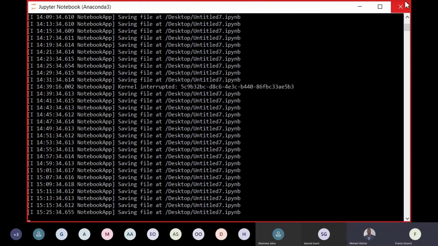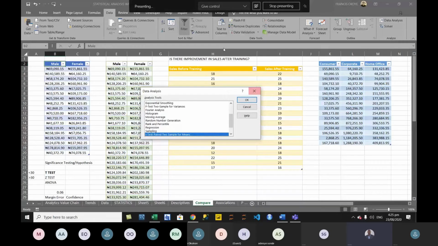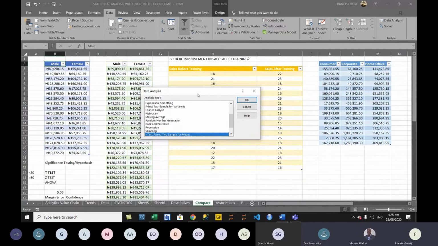Are you sure you share the screen? The entire screen is the preferable one, the first option from the left. Is this showing? Okay, it's coming up. Yes. No. Awesome. Now it's showing. Okay, that's fine.